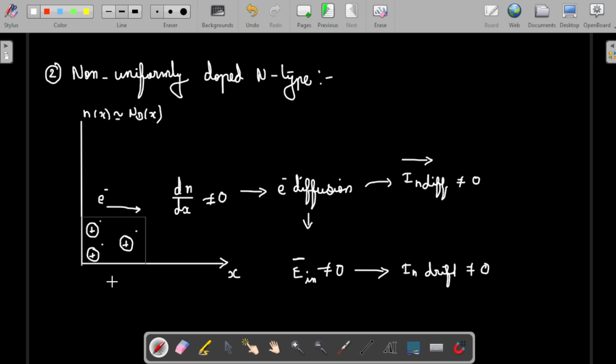Because of this electron movement, an electric field will be developed in this direction, not the opposite, because we need to know why this potential is created. Here positive charges will be accumulated and here negative charges will be accumulated. So from positive to negative, some internal inbuilt electric field will be generated. Because of this, some electrons will move in this direction.